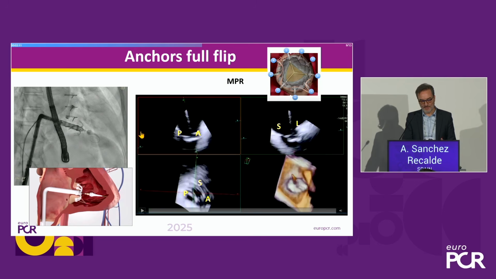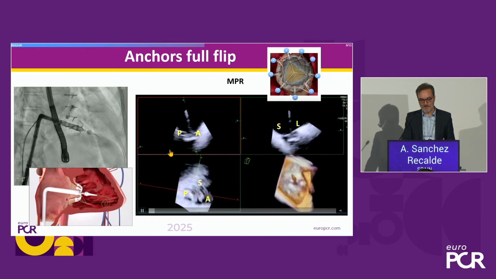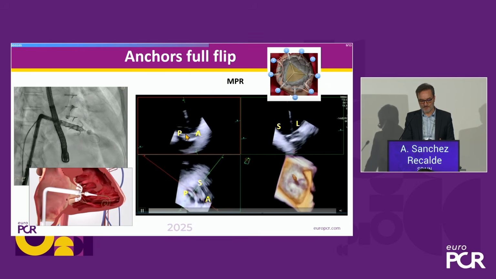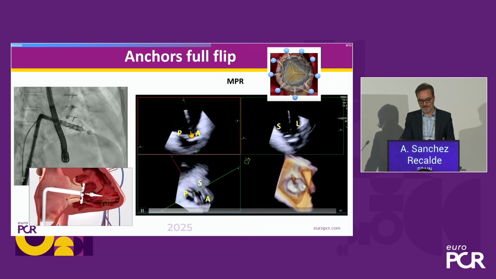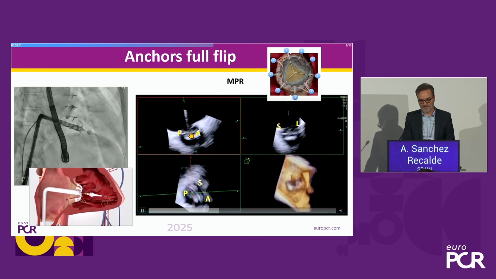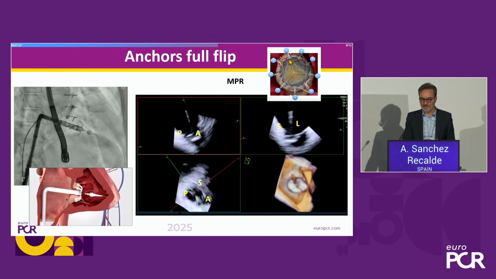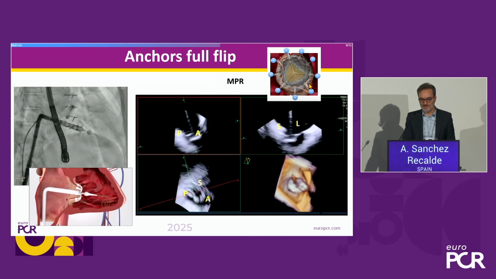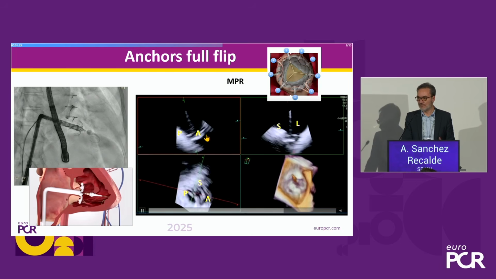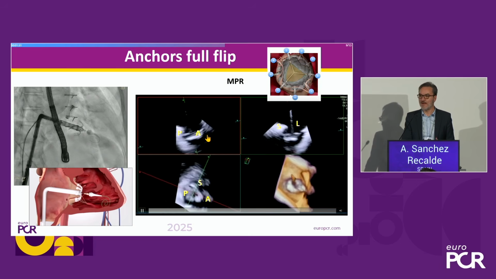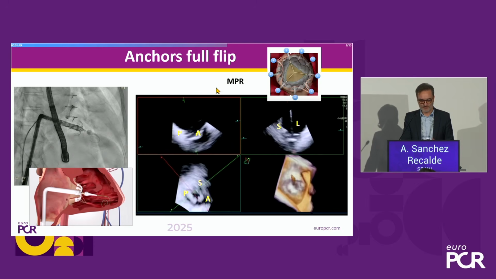After repositioning the device, MPR showed a good capture of the leaflet of the tricuspid valve around the anchors of the valve. This is very important, to capture the leaflets around the anchors, and for that reason, it's essential to do an MPR in this kind of procedure.